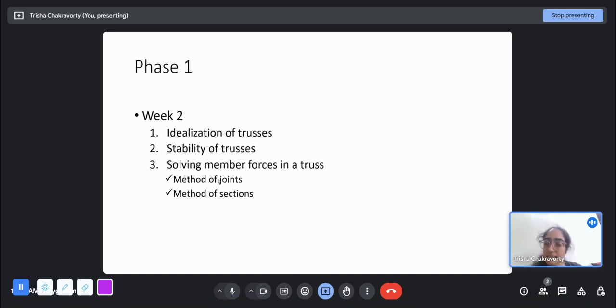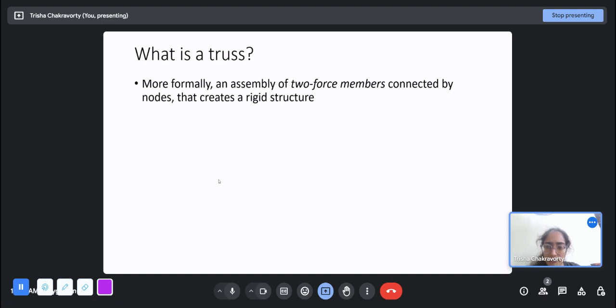And then there is the class of determinate structures where there is no redundancy, but if the number of reactions is less than the number of equations, then it will be an unstable structure. And there are two methods for solving member forces in a truss: the method of joints and the method of sections. A truss is an assembly of two force members connected by nodes that creates a rigid structure.